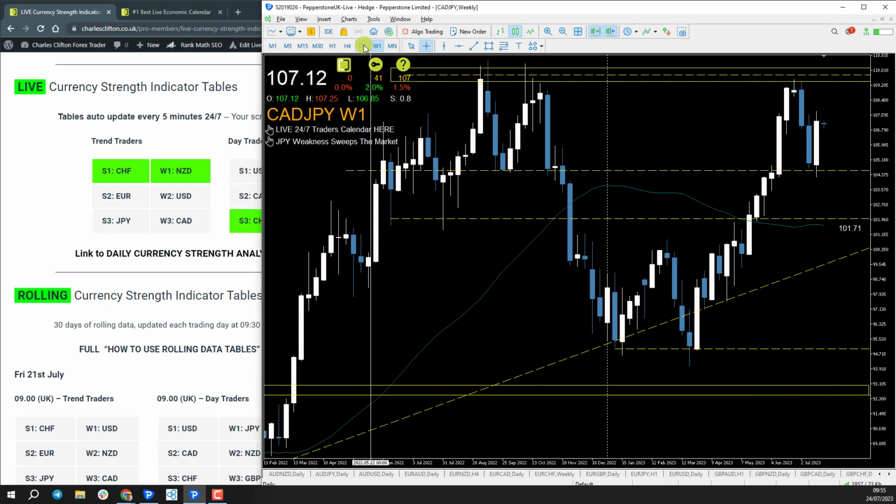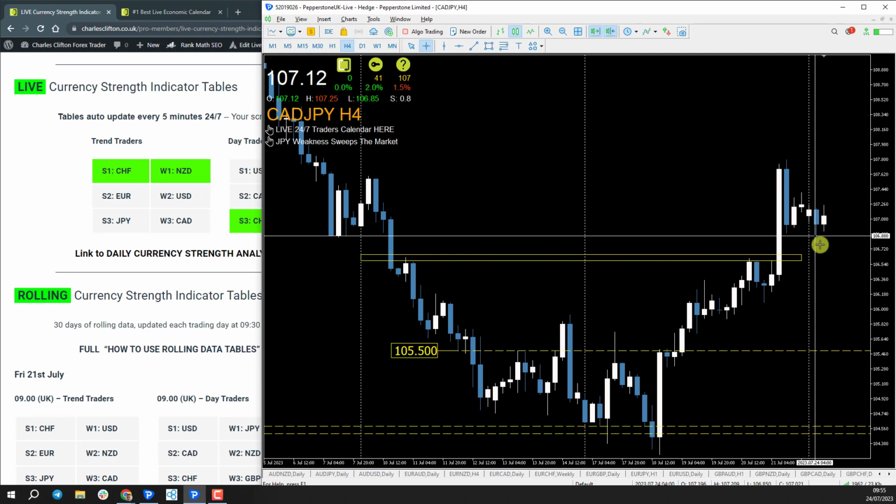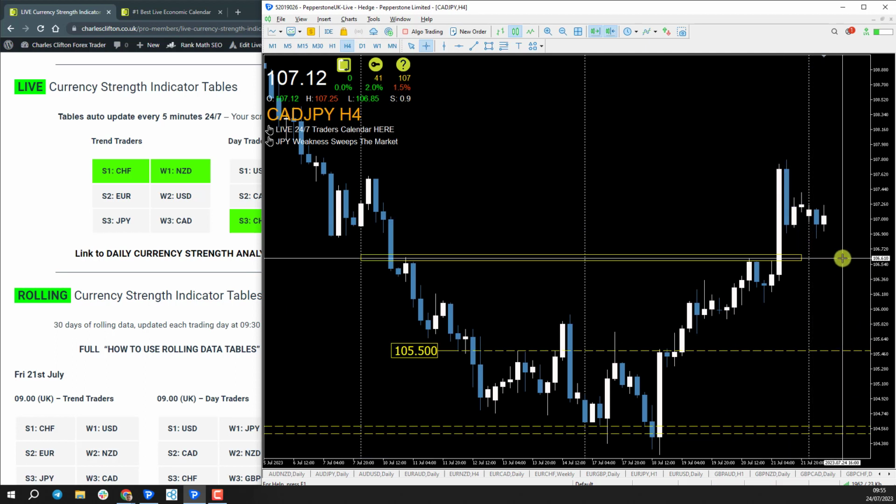Now, what I'll be looking for again is those types of pullbacks. If we go down to the 4-hour time frame, we are retracing back at the moment, but we still like the 106.60 handle as the level of support down through here.